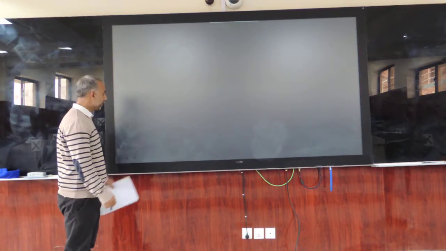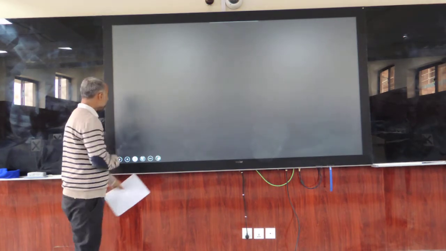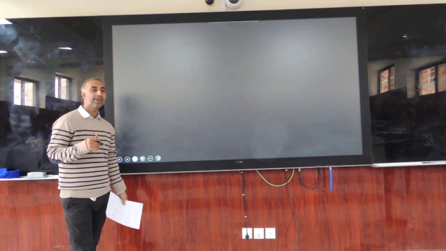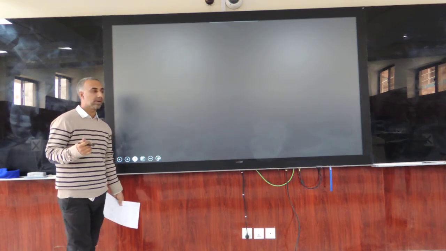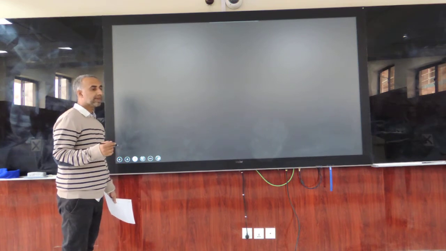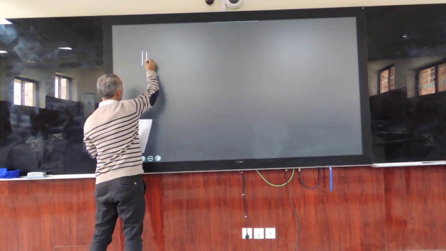Let's see an example. This example is very important to understand the concept of information at an instant while something is in the process of happening.